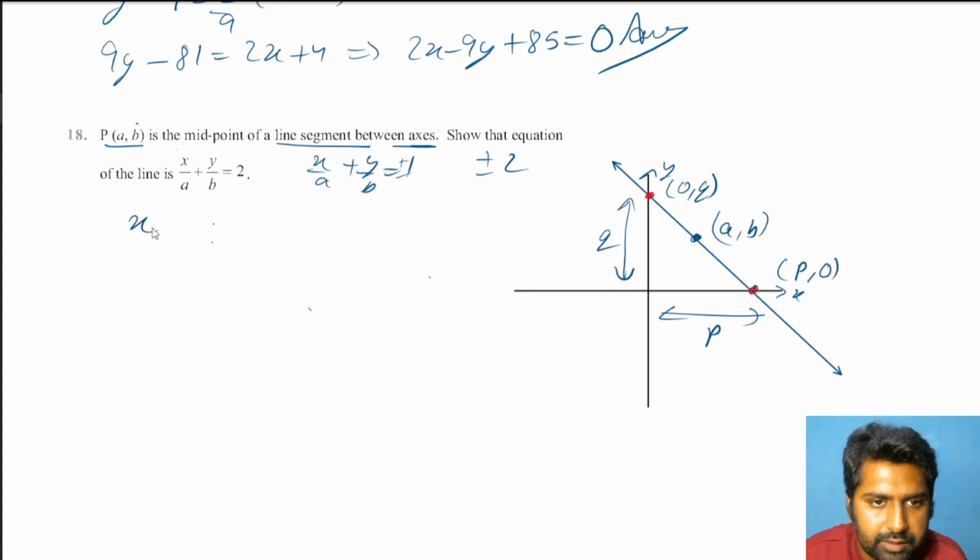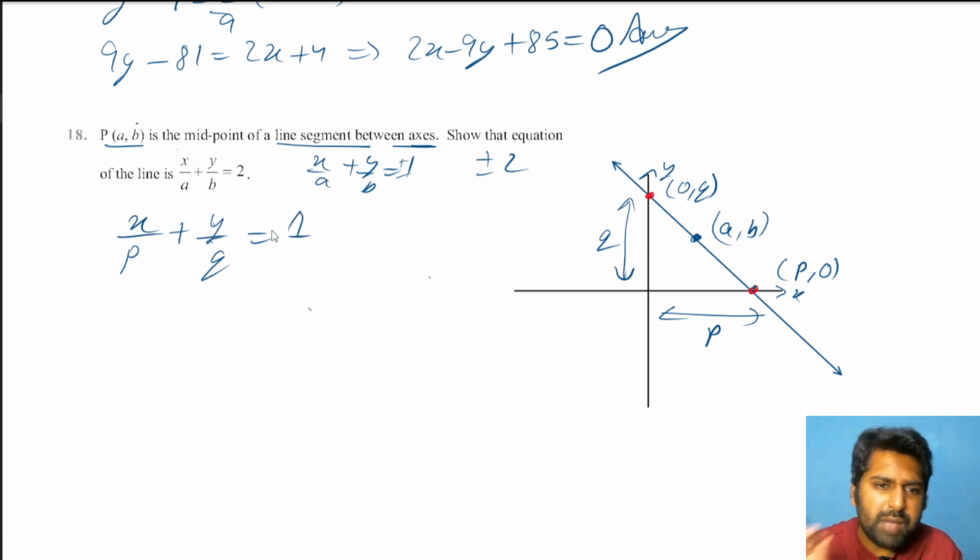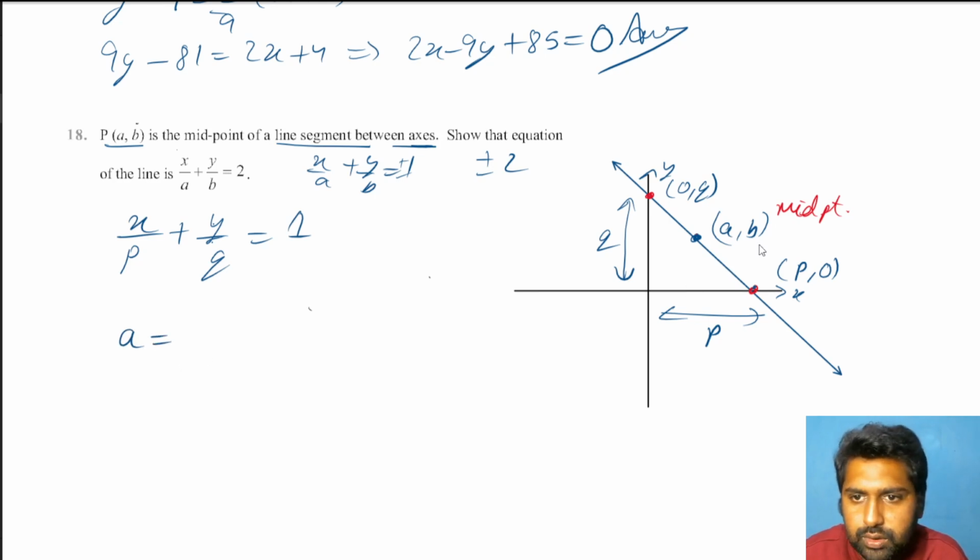Instead of a and b, now the equation will look like this: x upon p plus y upon q equals 1. That will be my answer, but I need my answer in terms of a and b. So I'll generate the condition. We know this is the midpoint, so let's use the condition of the midpoint. The midpoint a has to be equal to the sum of x coordinates divided by 2. This is, suppose, x1, y1, and this is x2, y2. So (x1 plus x2) by 2 will give you the x coordinate of this midpoint.